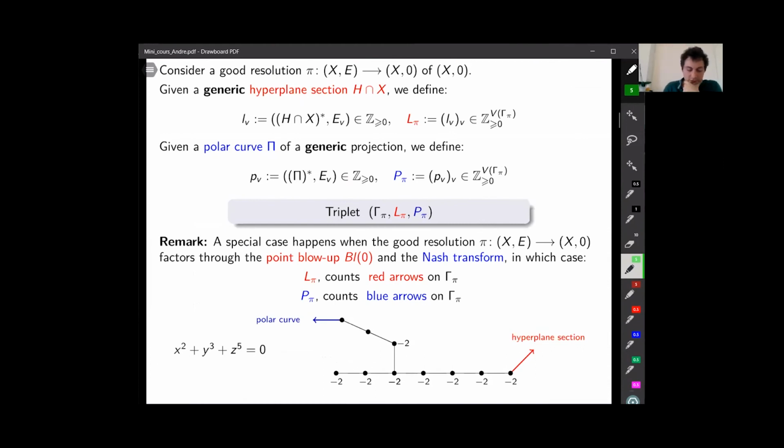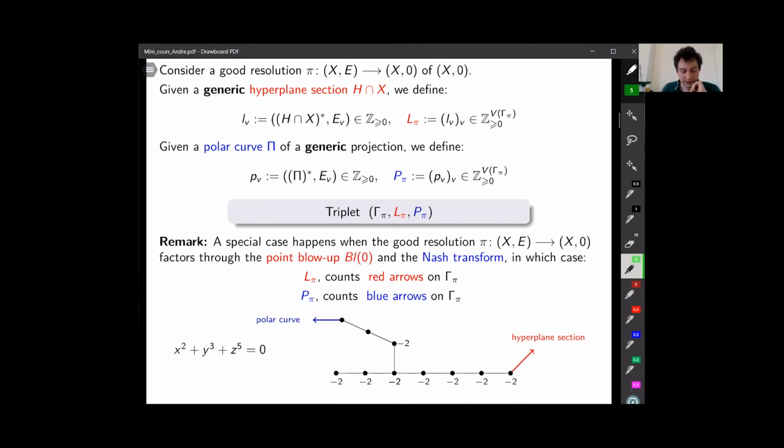Okay, so now considering a resolution here of X0, we are going to define what we call the L and the P vectors that I think Anna has already defined in our talk. Given a generic hyperplane section, generic in the sense of the previous slide, we can consider the intersection between the strict transform, where the star here always denotes strict transform in this talk, and EV, which is one of the irreducible components of V, where this V depends on the vertices of the graph. And we can consider the full vector that we always write in red. It's a vector over the number of vertices of the graph.